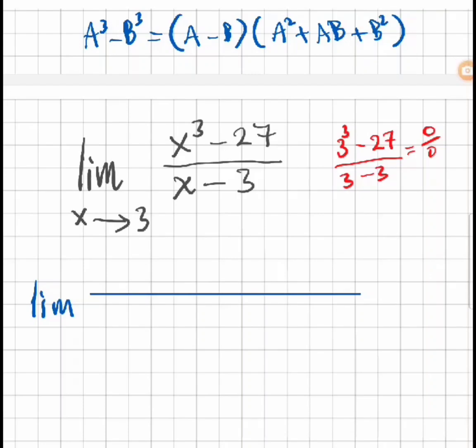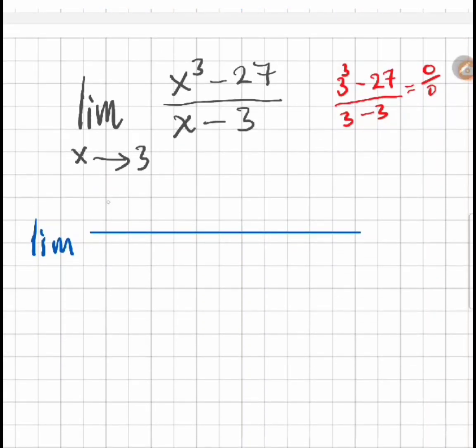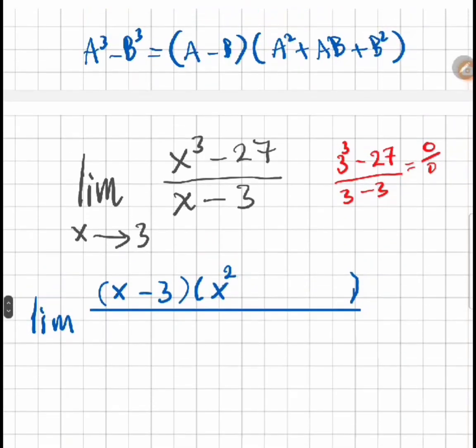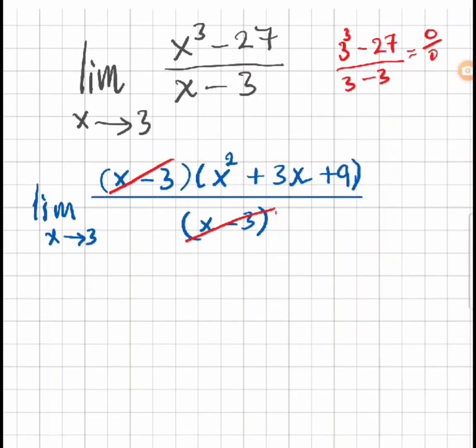So in our example, a to the third is like x to the third. And a is the cube root of x cubed, which is x. And b is the cube root of 27, which is 3. So this is going to be x minus 3, and then a squared, that's x squared, and then plus ab, so that's 3 times x, and then plus b squared, or 3 squared, which is 9. So now we could cancel the factor x minus 3. So what we have left over is the limit as x approaches 3 of x squared plus 3x plus 9.